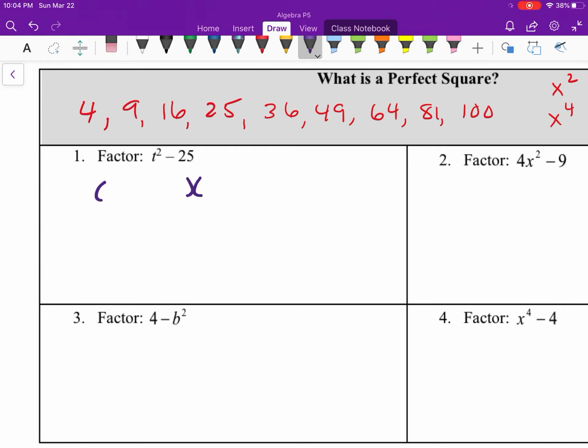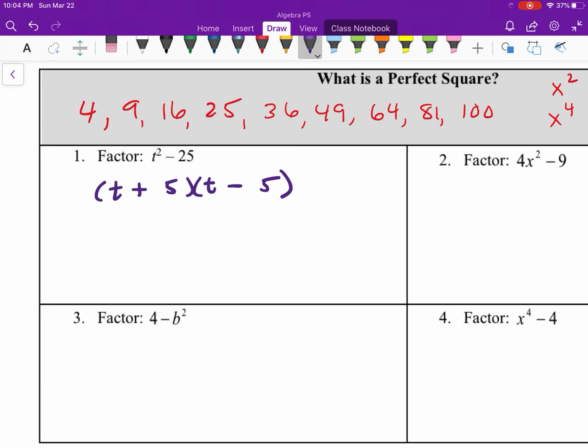The way that you factor this is you set up two parentheses, and the first term I see there is t squared. And so you say to yourself, what times what is t squared? And that would be t times t. And also, what times what is 25? So that'd be 5 times 5. And one parentheses has to get a plus, and the other parentheses has to get a minus. And that's it. You're done.